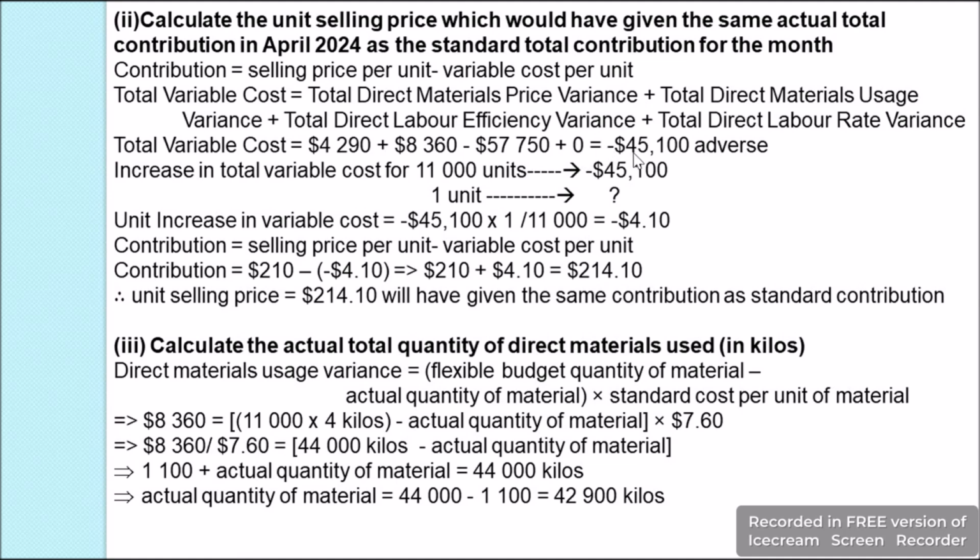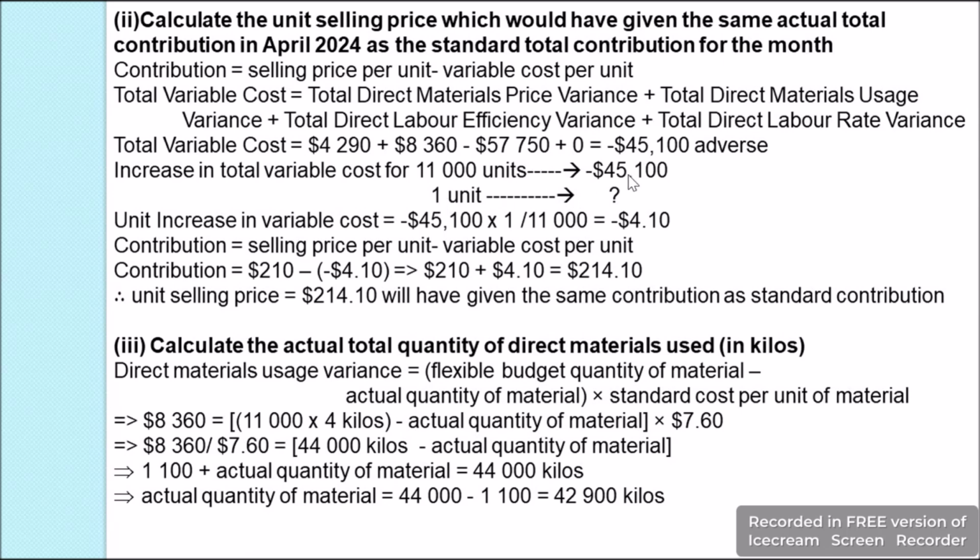So now when we add and subtract, we get the total as $45,100, and this is adverse. That means the total variable costs have been increased by this amount, and this is for 11,000 units. As we have to find the variable cost per unit, so we'll find 1 unit how much.